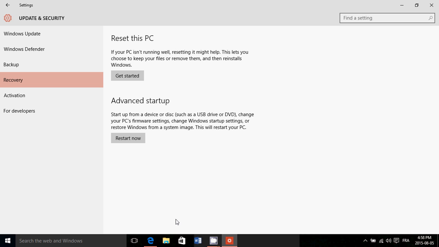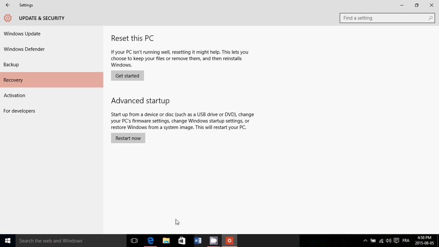Well, first of all, let's be clear, a reset this PC option where you remove everything is pretty much a clean install by itself. So if you have only one operating system, you just want to reinstall Windows 10 and that's it.